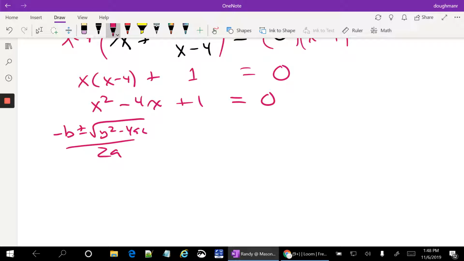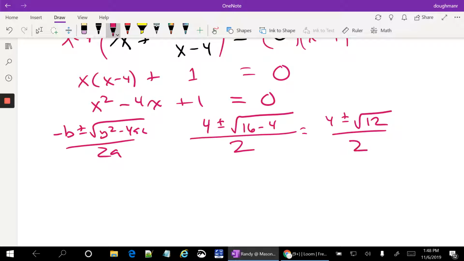Okay, so the opposite of b is 4 plus or minus the square root of negative 4 squared, which is 16, minus 4 times 1, which is 4, all over 2 times 1, which is 2. So now I've got to just do some cleanup here. 4 plus or minus the square root of 12 over 2. The square root of 12 is the square root of 4 times the square root of 3, which is 2 root 3.